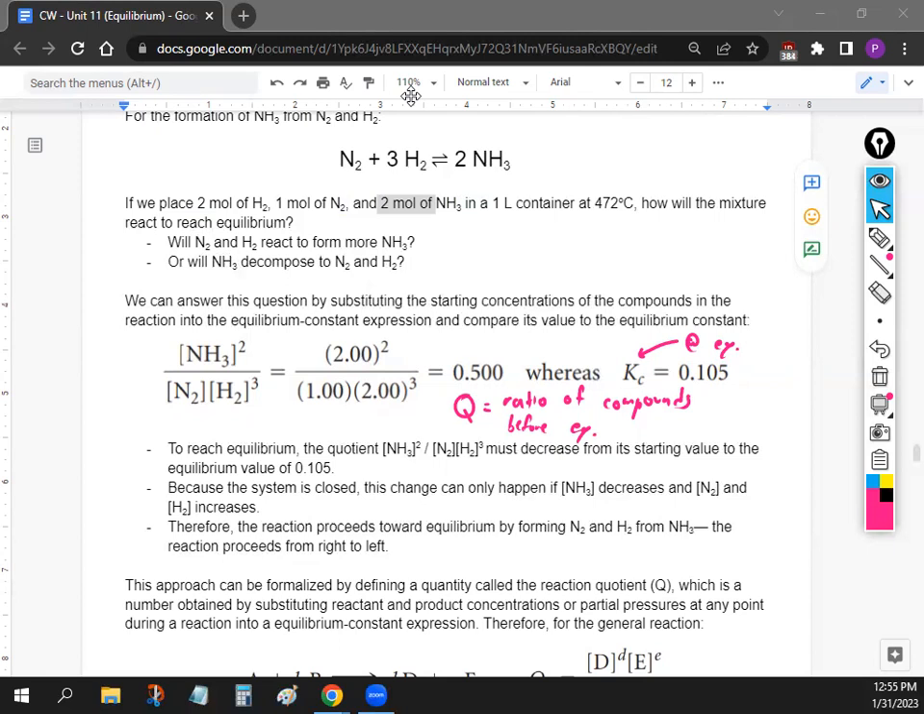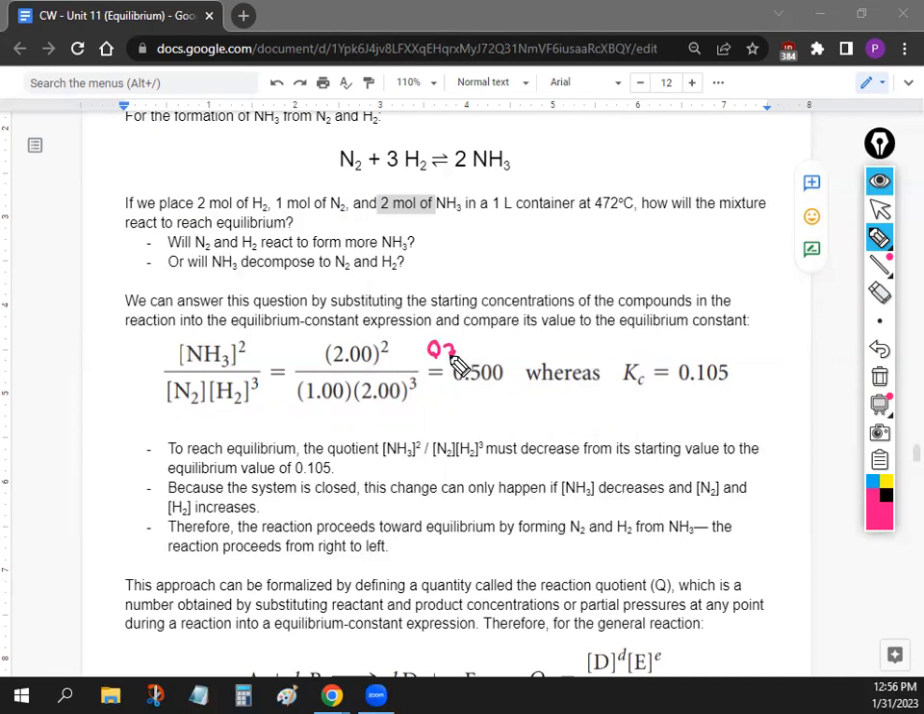But if K is greater than one, does that mean there are more products, or that products are reducing? So if K is greater than 1, that means at equilibrium you're going to have more products than you're going to have reactants. Okay. And then the opposite is true. Correct.